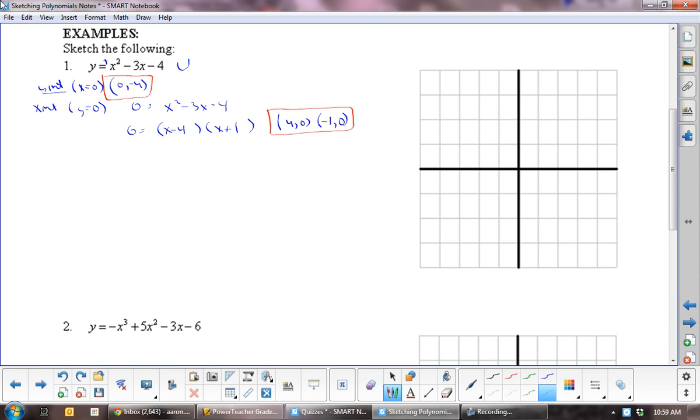Next thing, we know what shape it's going to look like. Let's find our max and mins, right? So we did that one. Let's do first derivative test.